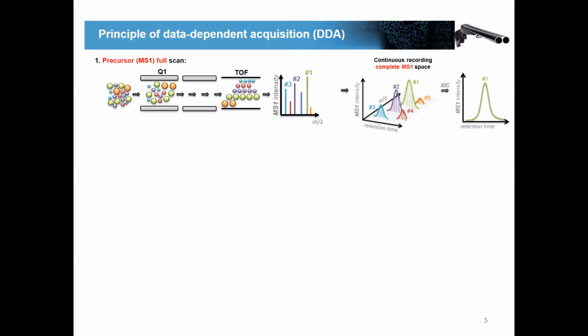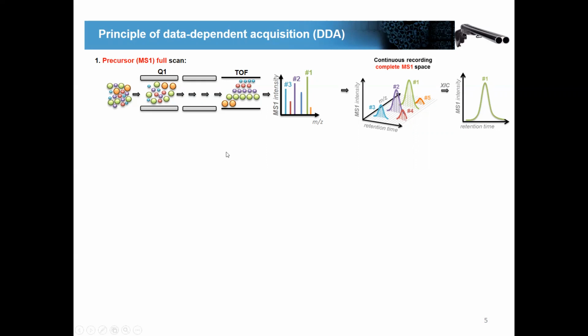If we take a look at the actual MS data acquisition in the so-called DDA mode, or data-dependent acquisition, first of all, a full MS1 scan, or a full scan of the MS1 space, is performed. In metabolomics, the mass analyzer commonly used is a time-of-flight system. In proteomics, there's also the possibility of using an Orbitrap, or an Orbitrap is commonly used.